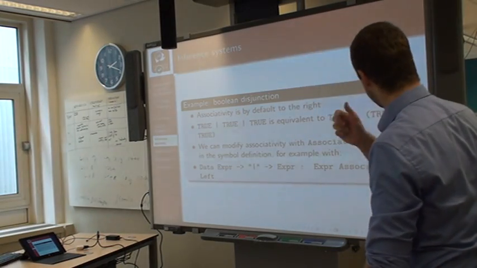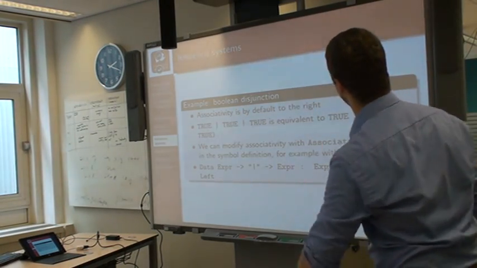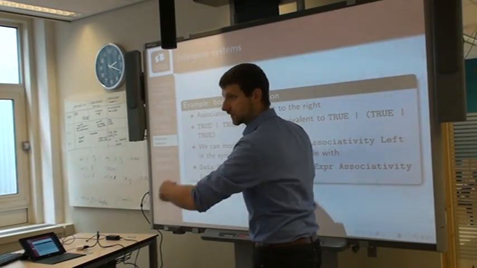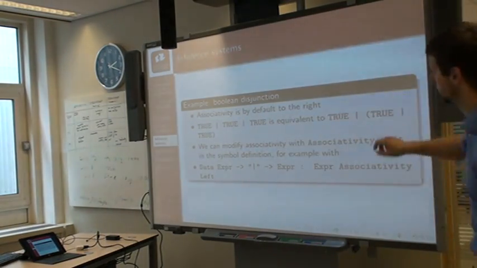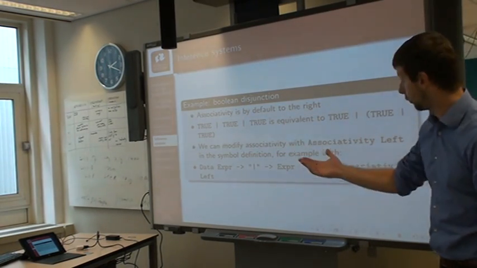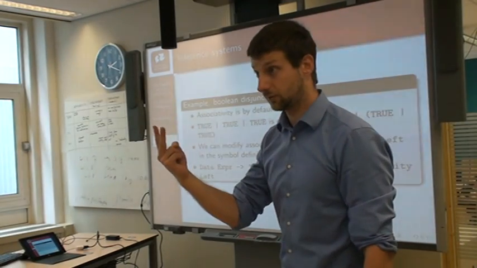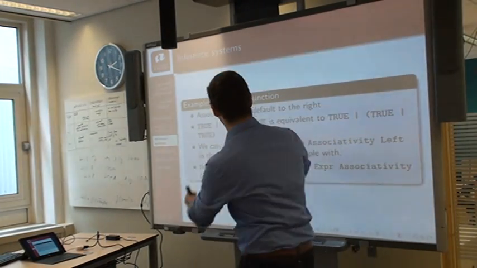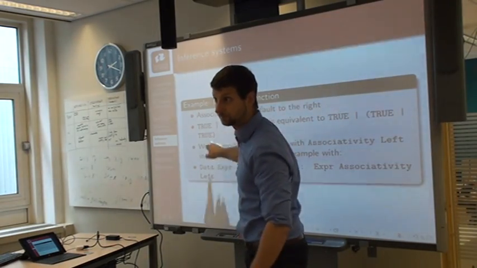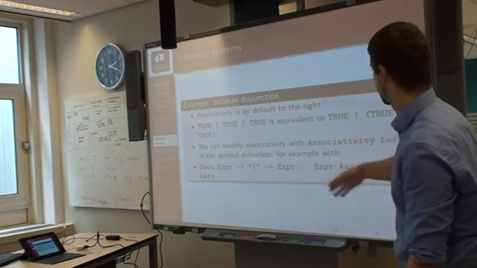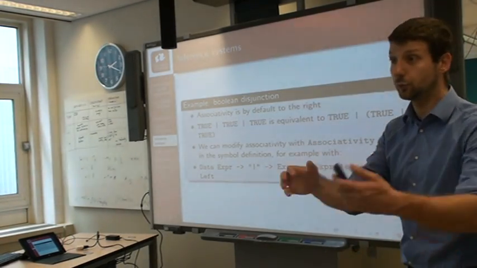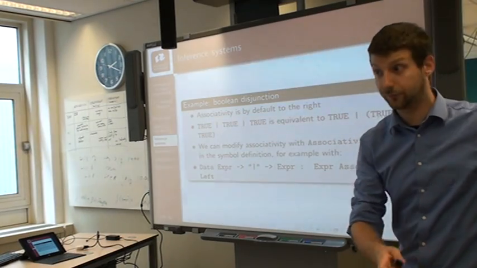Now, associativity is by default to the right, so if you do not put parentheses, what the system understands is this. It puts the parentheses to the right. Okay? Because OR only accepts two things. So this is considered the first OR, and this is considered the second, by default. After the declaration, you could say associativity left to switch this behavior. Okay? So sometimes you want the parentheses to be put leftmost.